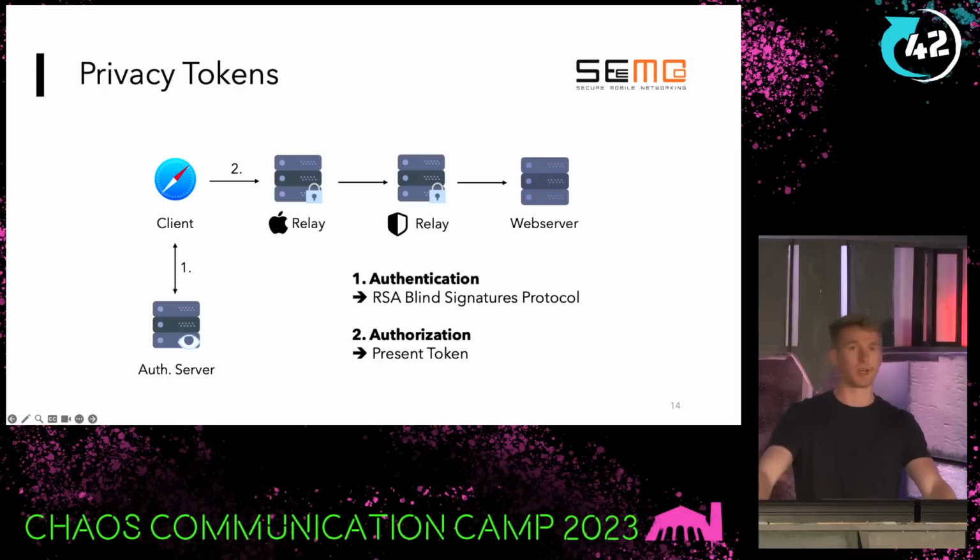So we have an additional party, the authentication server. First, the client sends its credentials to the authentication server, and they perform the RSA blind signature protocol together, which is just a protocol to generate private authorization tokens without the server learning the content of the token. And then the token is simply presented to the relays to authorize itself.